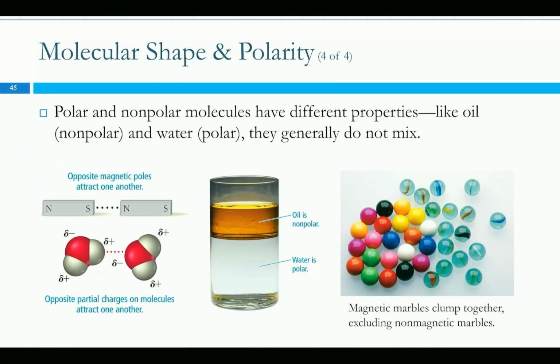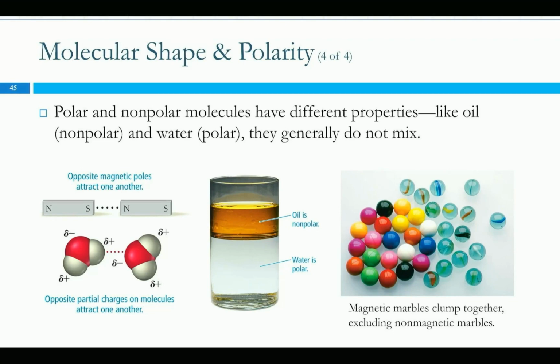This is the reason that things like oil and water don't mix. I actually bought some magnetic marbles for once, but they were cheap and they suck. They don't work very well. I was like, it'd be really cool to have the marbles together, because the magnetic marbles stick together because they've got magnets in them and they've got this attractive force that holds them together.